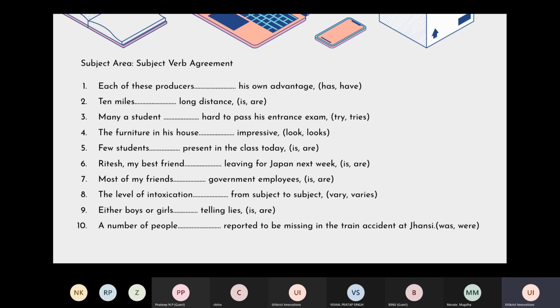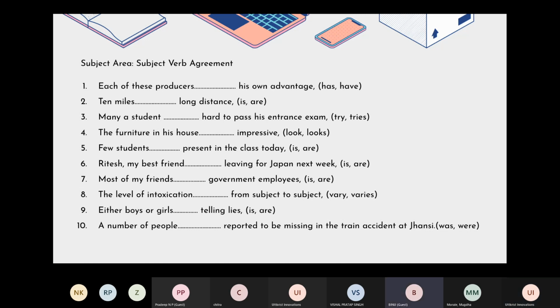You have 5 minutes for these because there are 10 questions. After this, there will be 10 more questions. Okay, so your 5 minutes starts now. This is subject verb agreement. Because I understand it will be hard for you to know what subject verb agreement is, I have provided the option in the parenthesis.